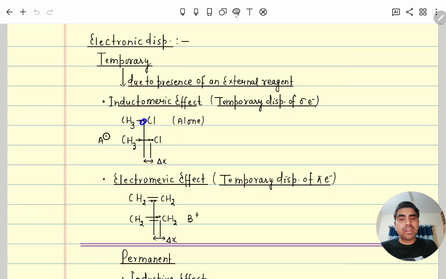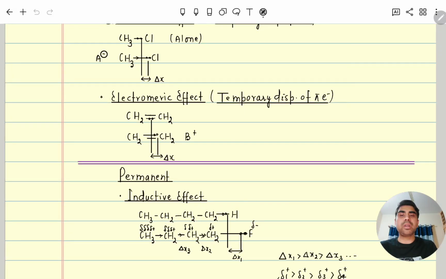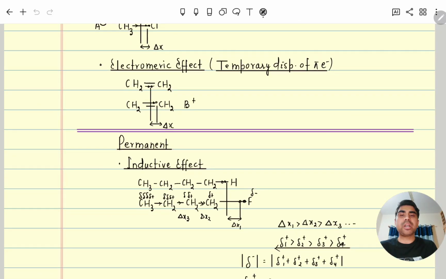Overall, before that you can see the electron was here. Due to the presence of A minus, the electron displaced and came till here. So the overall displacement is delta x. This displacement of sigma electron happened due to the presence of A minus. Similarly, if we keep B plus here, the electron will displace to the left side. Understood? So if a sigma electron is displaced due to the presence of an external factor, that is called the inductomeric effect.